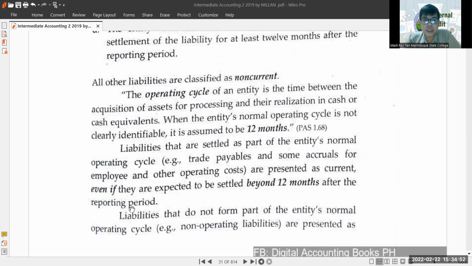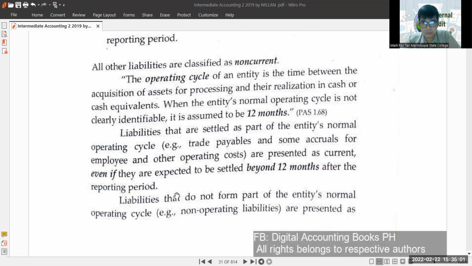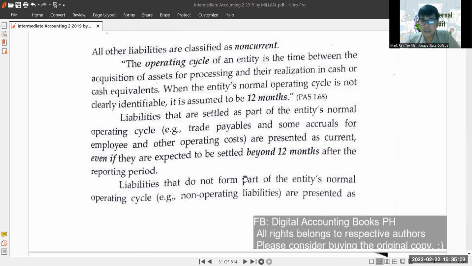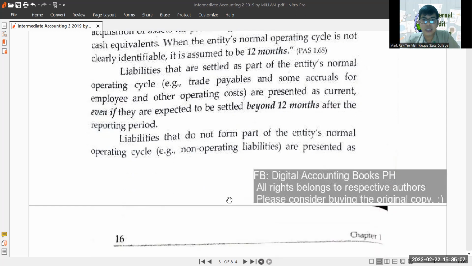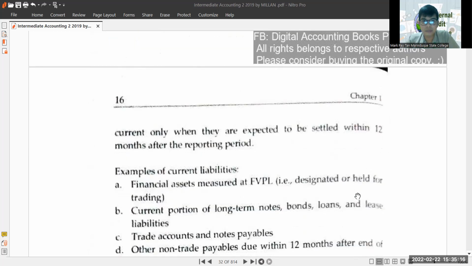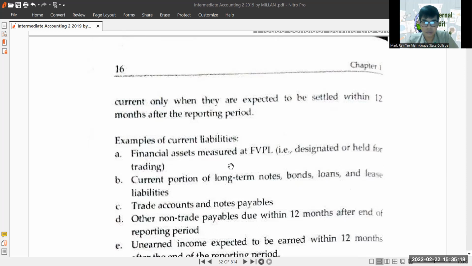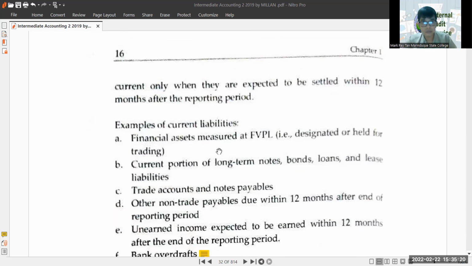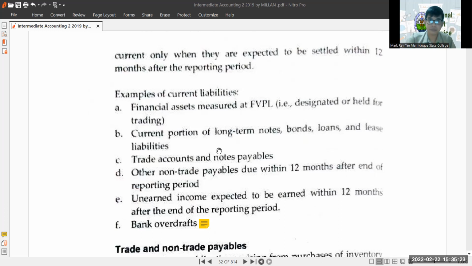Yung reporting period, that is the last day of the current calendar year of the entity. Okay? For dito, liabilities that do not form part of the entity's normal operating cycle, of course, non-current sila. Only current if within 12 months sila ma-settle. Yeah. So the following are examples of current liabilities.